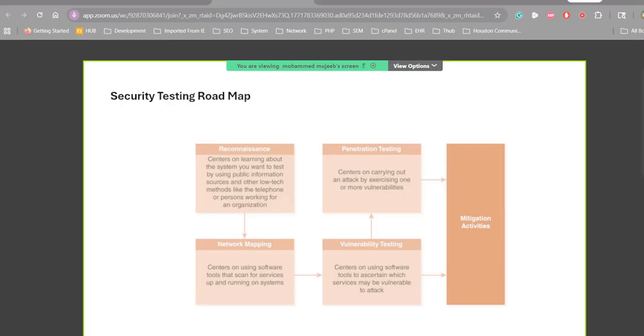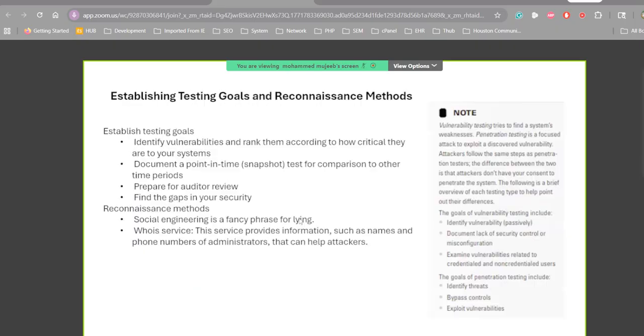Penetration testing is basically you're trying to hack the system from outside, just like a hacker, but you are not a hacker, you are a company employee who's making sure that before a hacker, a bad actor, gets to it, you get to it and you resolve it. Okay. And then you mitigate those activities. These are the steps you take.